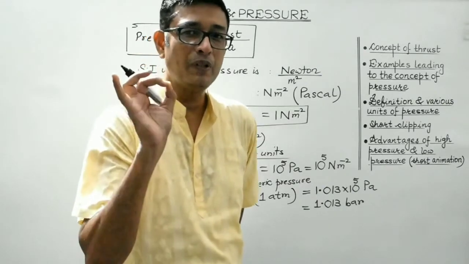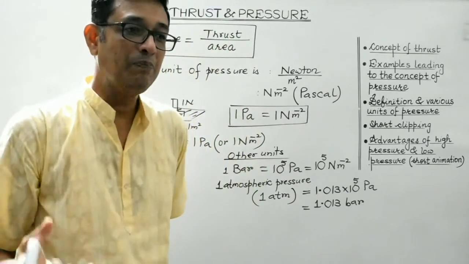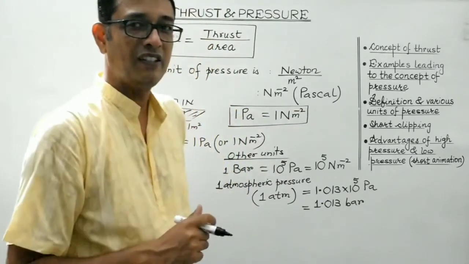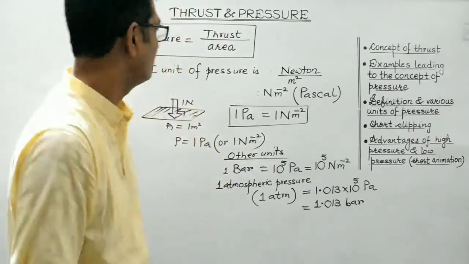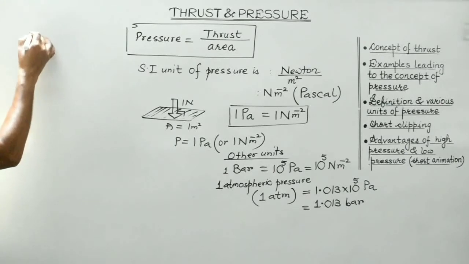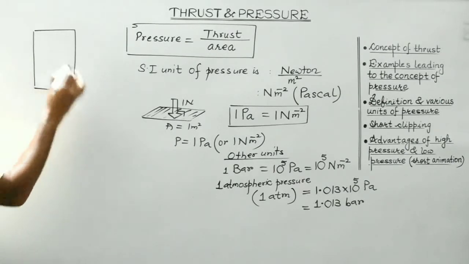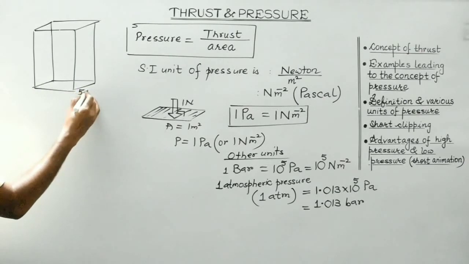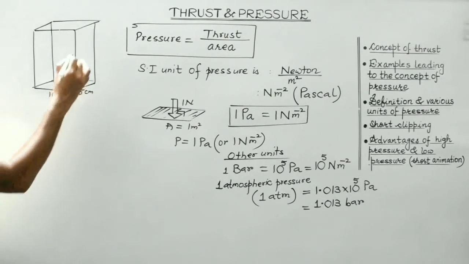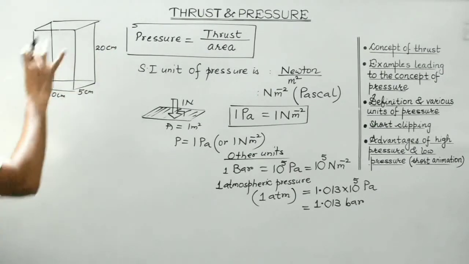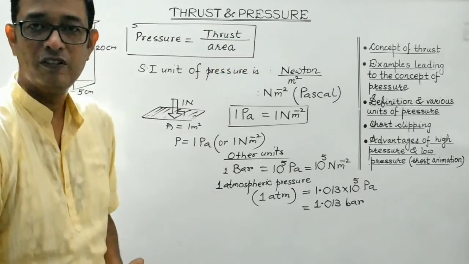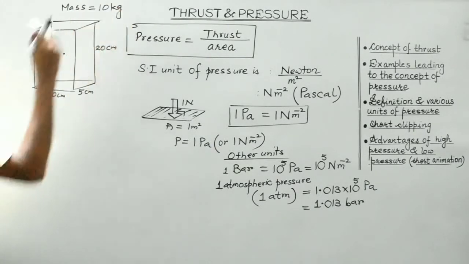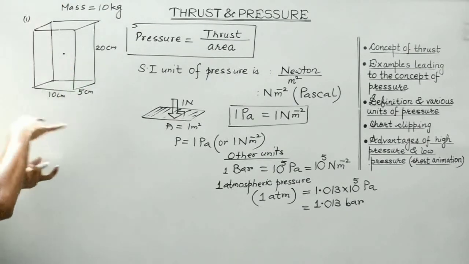Now let me give you a simple elaboration of the concept that the impact of a force of the same magnitude on different areas is different. Let me explain this very important statement mathematically. Suppose this is a block, a cubical block of dimensions 5 centimeter, 10 centimeter and 20 centimeter, the length, breadth and height. And its mass is suppose 10 kg, right?